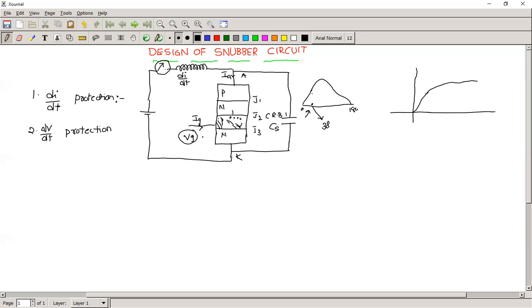This is nothing but a snubber capacitor, so that unnecessary turn-on of the SCR can be avoided.